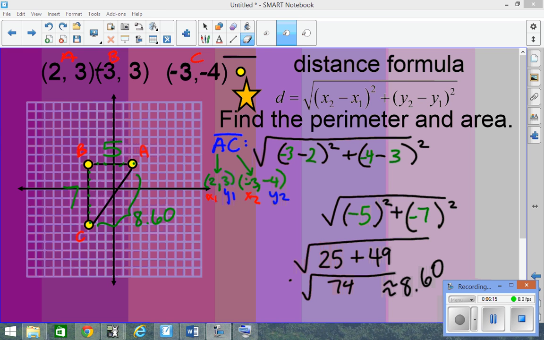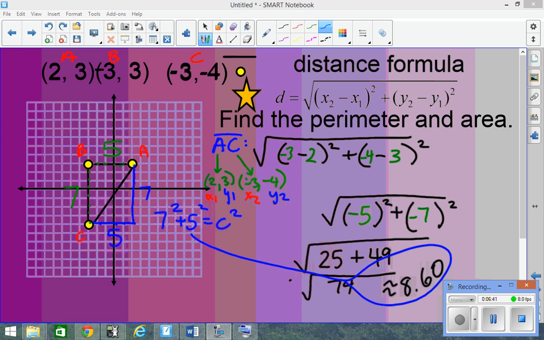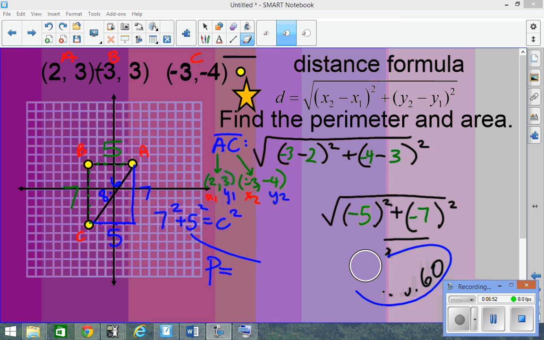I want to also point out to you that if we had chosen to do the Pythagorean theorem from C to A, this would have been 1, 2, 3, 4, 5 units long. And this one, obviously, since we've done the other side, will also be 7. So you could have said 7 squared plus 5 squared is equal to c squared. And you still would come up with the same answer. But I just want you to know that there's two ways of solving these for right triangles. So perimeter, add them all up.